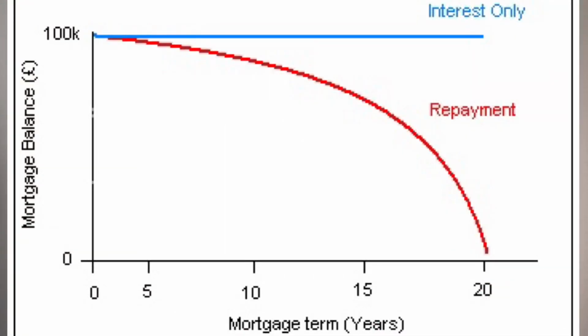And finally, we have the repayment format. This usually comes in two forms, either interest only or capital and interest, sometimes called capital repayment. With an interest only mortgage, you only pay off the interest that's charged to you each month and you don't pay off any of the loan.